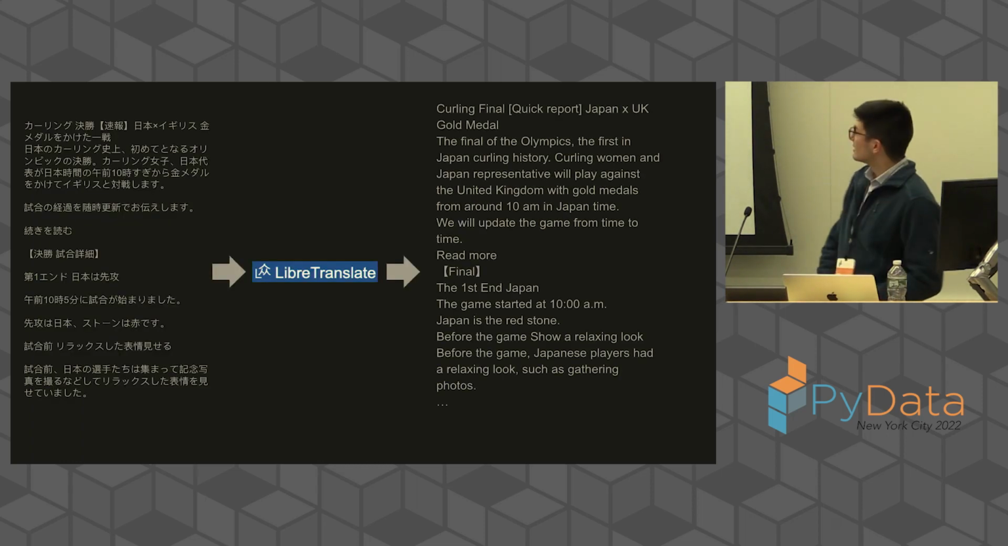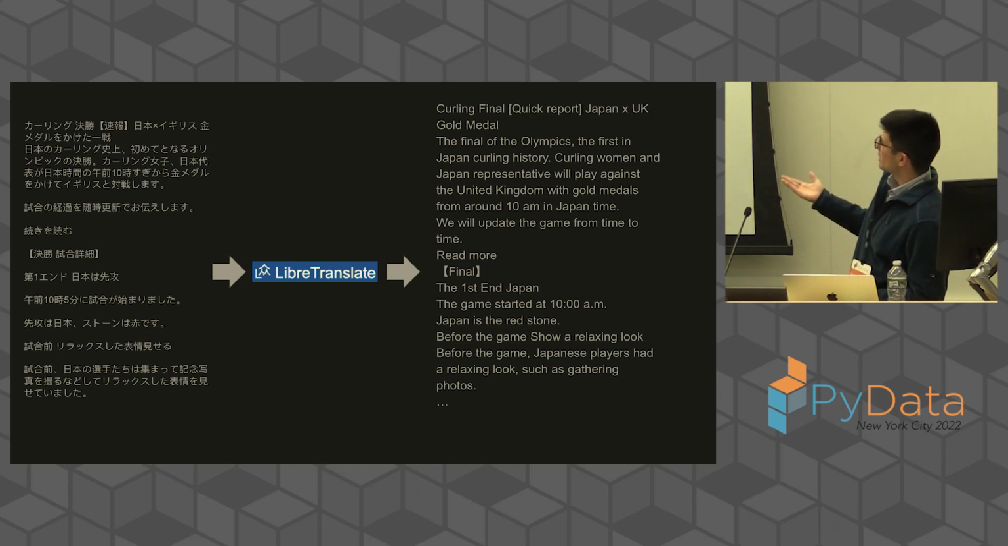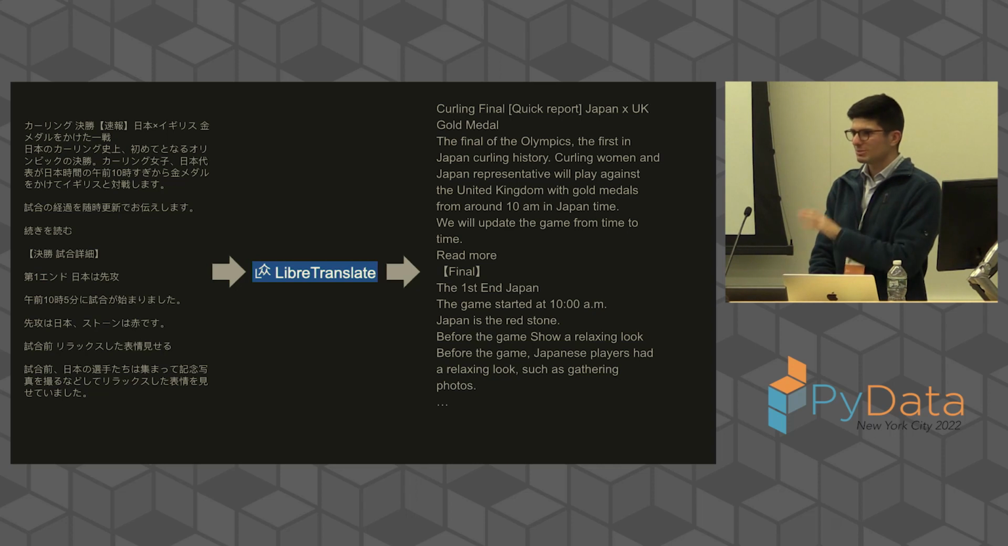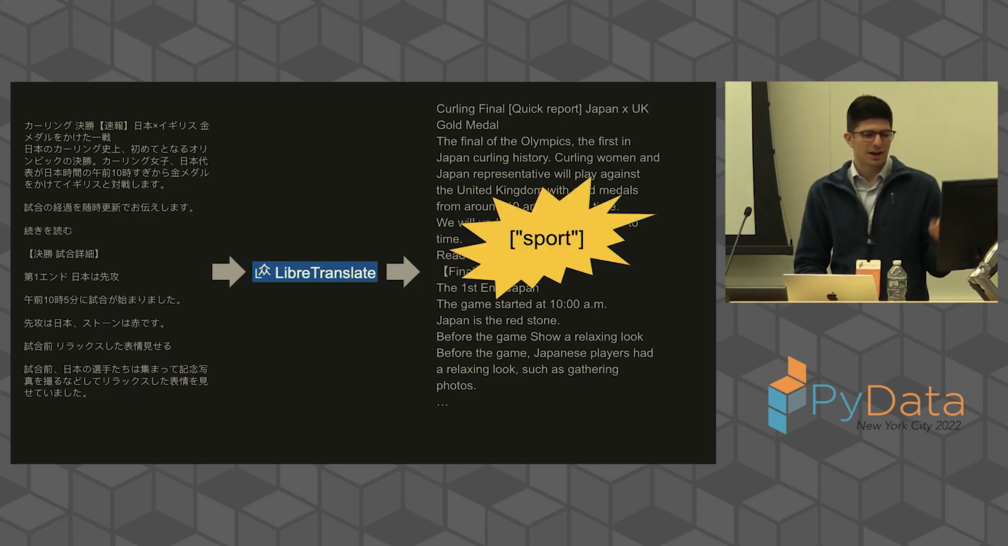And so with that, this is an example of a Japanese article. I can't read Japanese, but if you plug it into Libre Translate and run it for 5 seconds on a GPU, it will spit out: Curling final. Quick report, Japan x UK gold medal. The final of the Olympics, the first in Japan curling history. Curling women in Japan representative will play against the United Kingdom with gold medals. So, a little bit of a janky grammar. It's not the best translation, but it's just enough that if you train a machine learning model on Wiki News, it can look at that and say that's clearly sport.